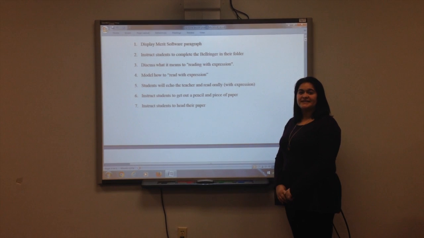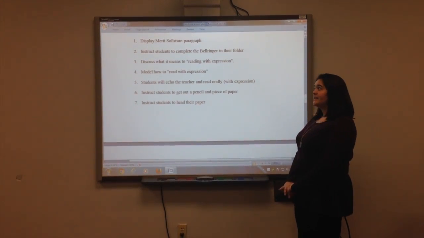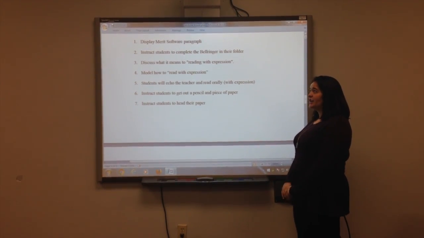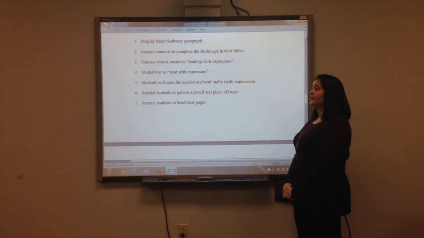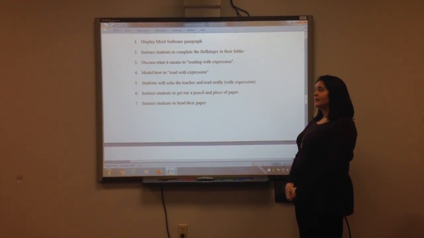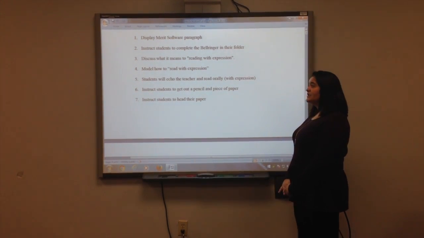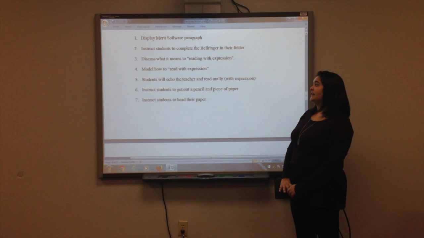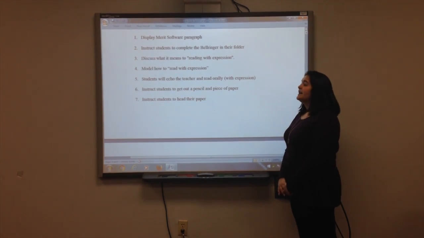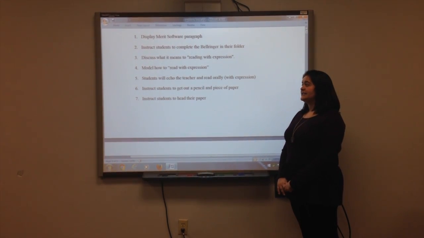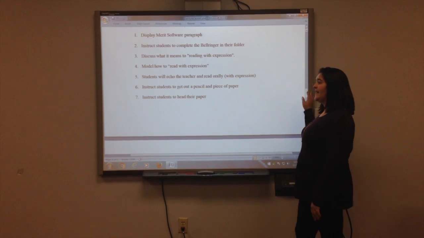The procedures for this lesson include displaying the Merit software paragraph, instructing the students to complete their bell ringer in their folder, discussing what it means to read with expression, and modeling reading with expression. Students will echo the teacher and read orally with expression, and then you will instruct the students to get out a pencil and a piece of paper and head their paper.